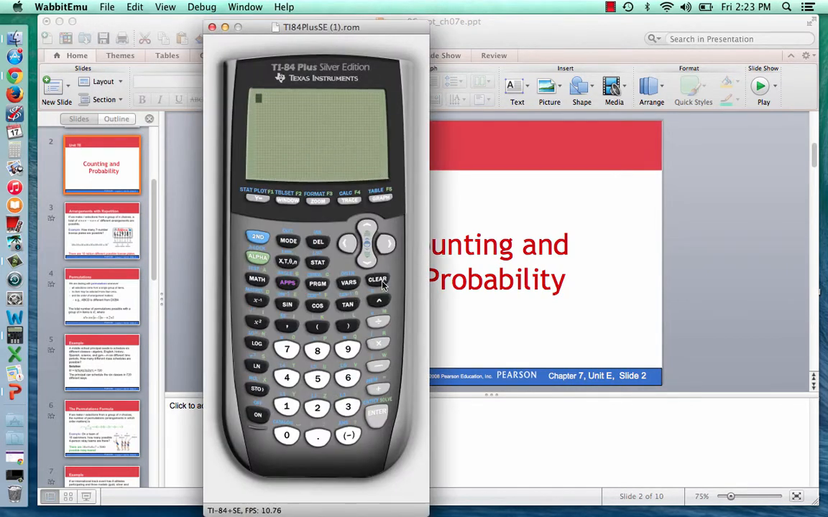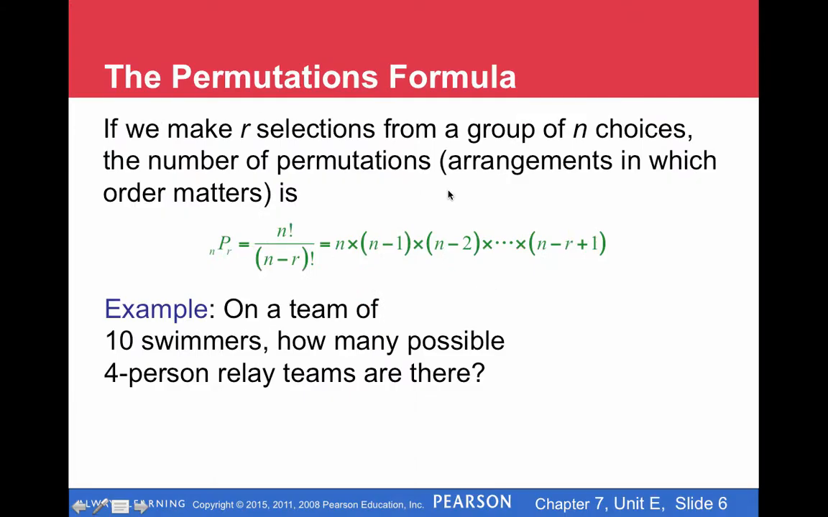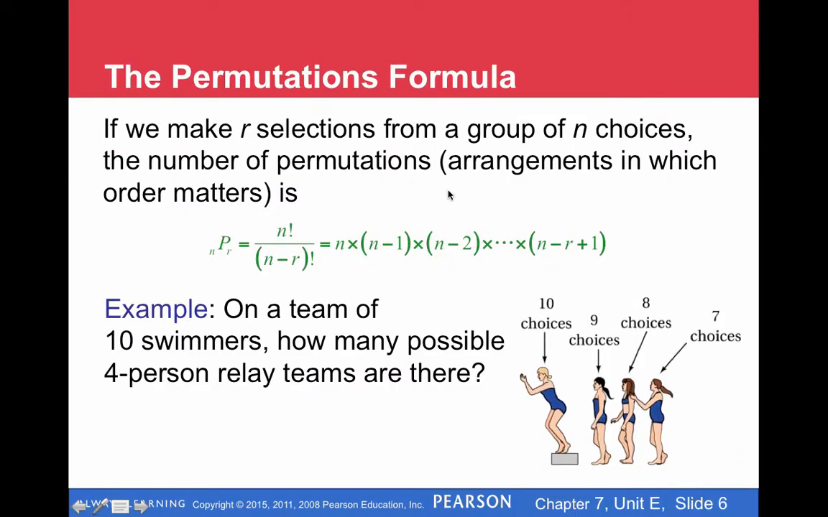Alright, so we type the number 10, then we press the math key, and we go over to probability, and we pick the permutation formula here, nPr. Pick that, and then we tell it 4, because that's the number that we're selecting, a 4-person relay team. And this will tell us 5,040 ways that you could select this team.